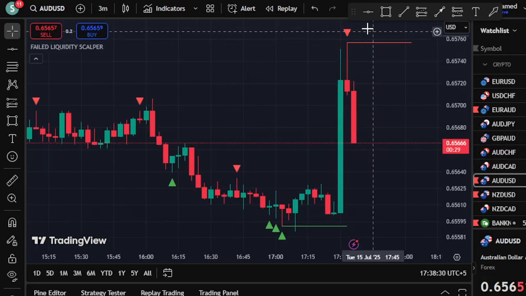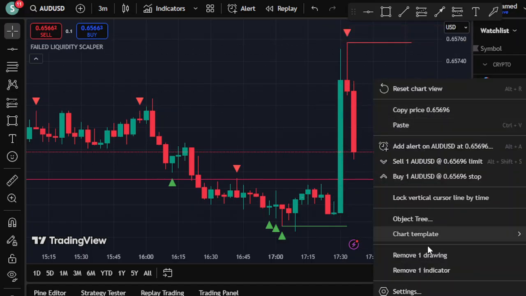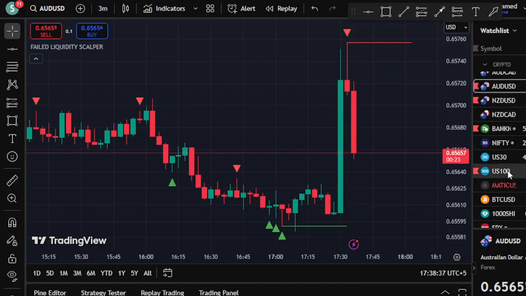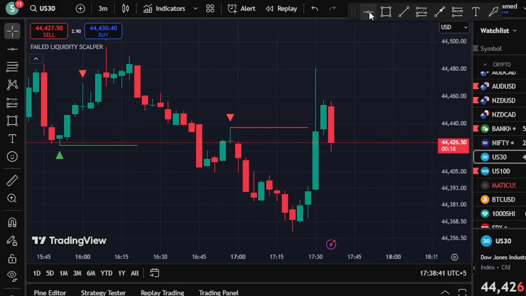Look at this. This is Australian dollar USD. This is the high. And now just see the market breaks simply into the upward direction. It tells you before the move that where the market wants to go. Okay, now just look at this.